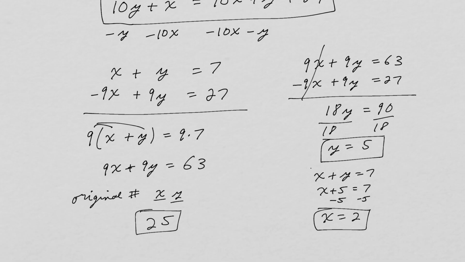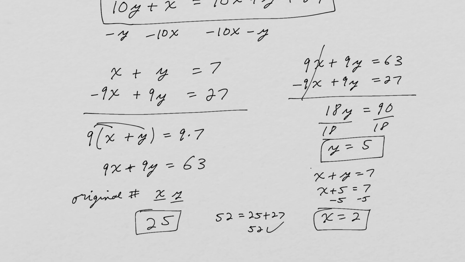Does that make sense? Let's actually look at the answer and see if this makes sense with the original problem. So it says the sum of the digits is 7. Is that true? Yeah, 2 plus 5 is 7, so that works. When the digits are reversed, you'd get 52. The number represented by the original digits, 25, is increased by 27. So is 52 equal to the original number plus 27? Yeah, that's 52, so that checks. So we know that's the correct answer. The original number was 25.